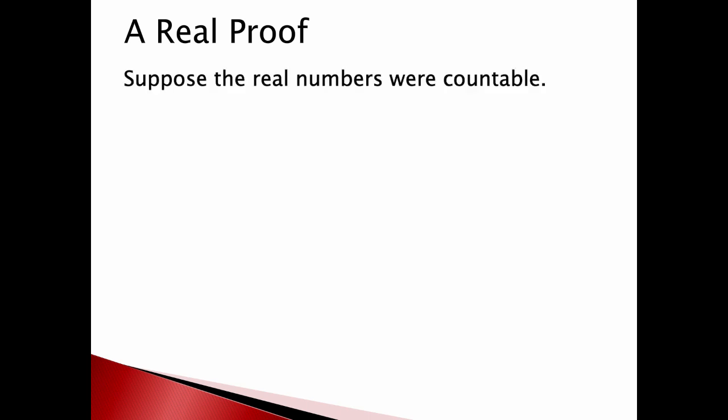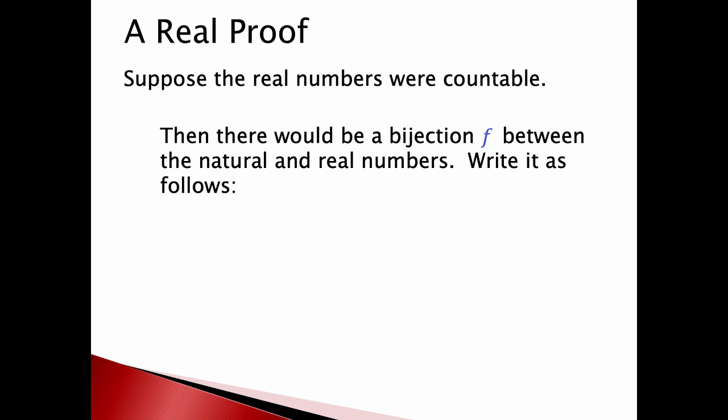I'd suppose that the real numbers were countable. Then there'd be some bijection, we call it F, between the natural numbers and the real numbers, and we could write it out like this. F of 1 equals, and I'm going to write capital D sub 1 to mean all the digits, whatever they are, before the decimal place. So it doesn't necessarily have to be a single digit number for capital D. It's just whatever comes before the decimal place. Then the decimal place, and then D11, D12, D13, D14. Those are all the decimal digits that come after the decimal place.